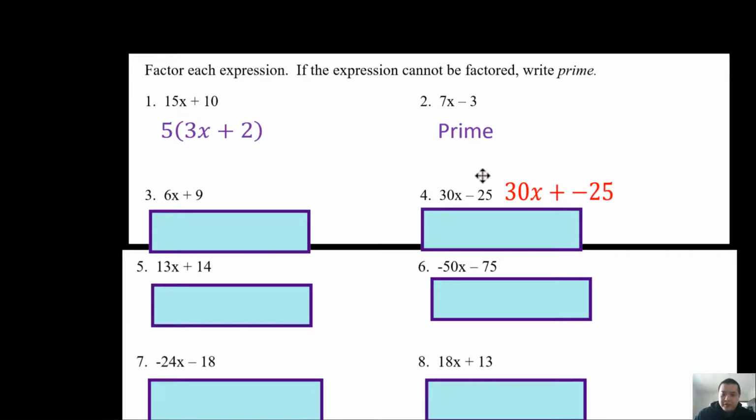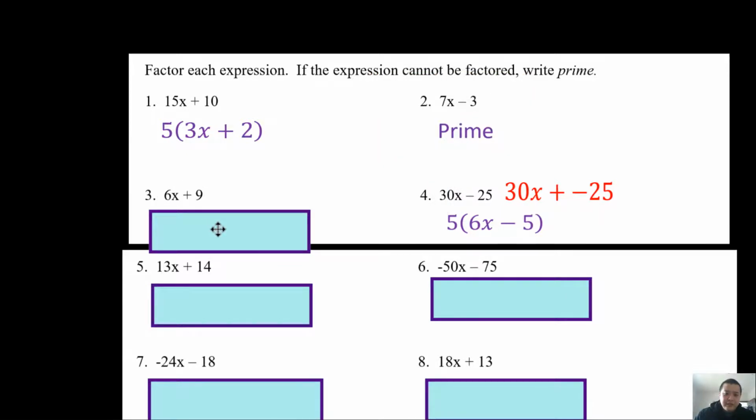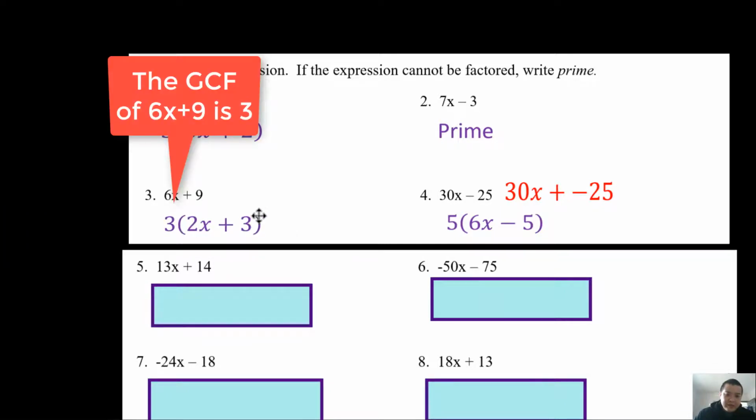We'll skip down to number 4 since I already started it. What I'm first going to do is change the subtraction to addition of the opposite, and we have a positive coefficient. So therefore, we're going to look for the positive greatest common factor of 30 and 25, which is going to be 5. So when we factor out a 5, 5 times 6 gets us 30, and 5 times 5 gets us 25. So therefore, we have 5 times 6x minus 5. Over here, the greatest common factor of 6 and 9 is 3, so we're going to factor out a 3 right here, which gets us 2x plus 3.